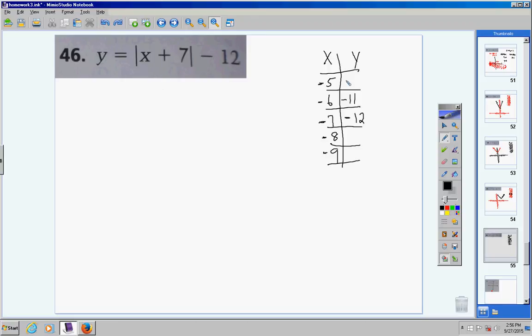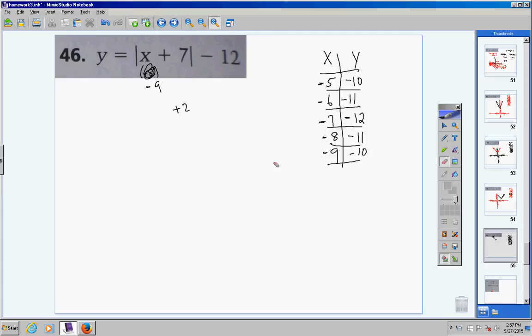Alright. Now let's put in a negative 8. So we'll substitute negative 8 here for x. Negative 8 plus 7 is negative 1. The absolute value of negative 1 is positive 1. Positive 1 minus 12 is negative 11. And then lastly, we'll put a negative 9 right here for x. So negative 9 plus 7 is negative 2. So the absolute value of negative 2 is positive 2. Positive 2 minus 12 is negative 10. So we're going to put a negative 10 here.